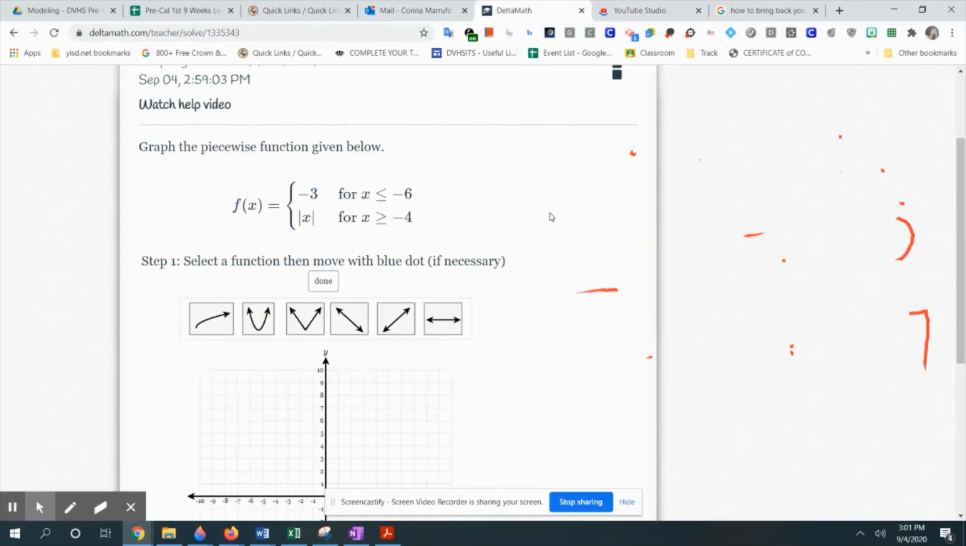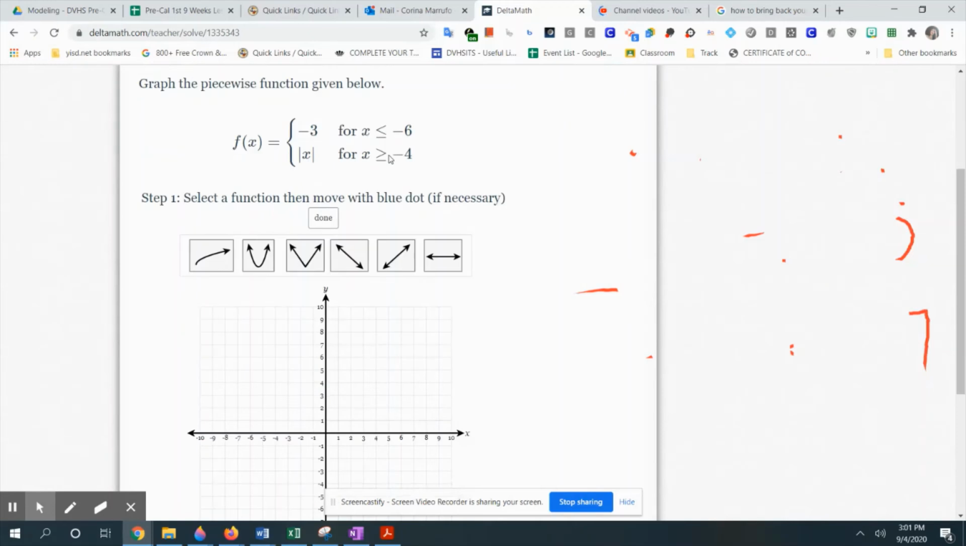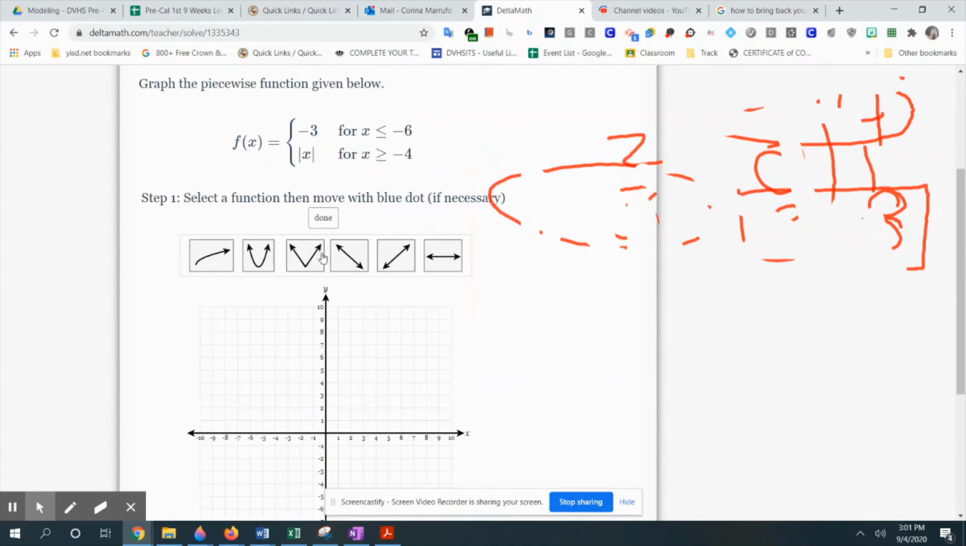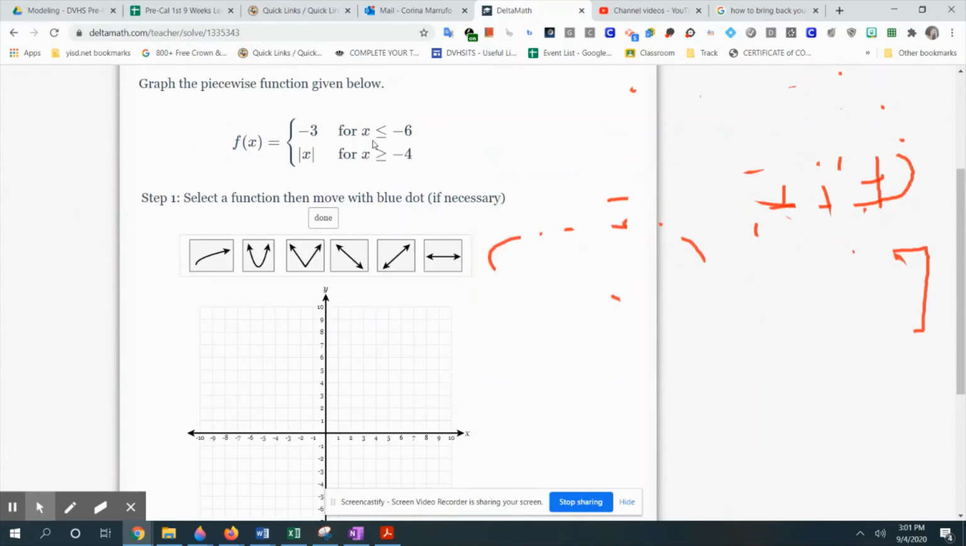All right. So then the last section is going to be graph the piecewise functions given below. So here we have, ignore all of this. It's just too hard to erase it all. It's going to take too much time. So here, -3 for x is less than or equal to -6. And then here we have the absolute value of x for x is greater than 4.